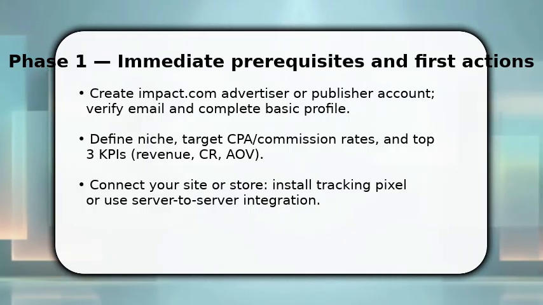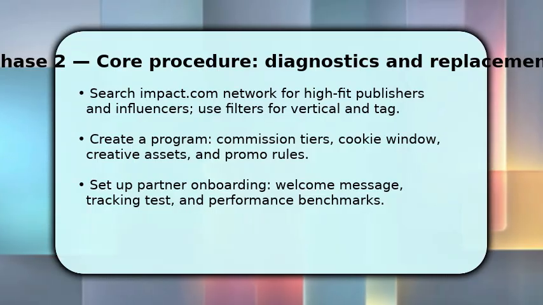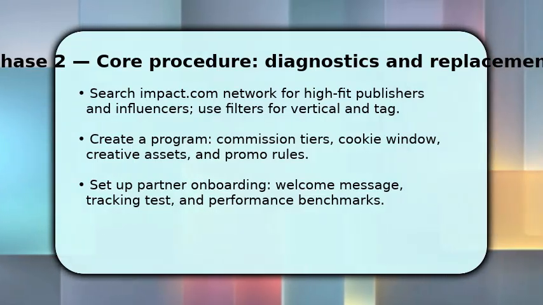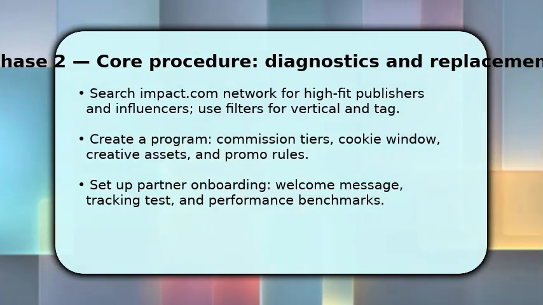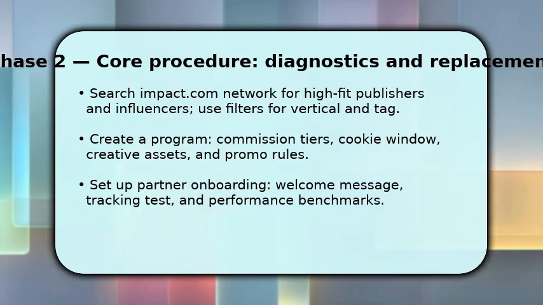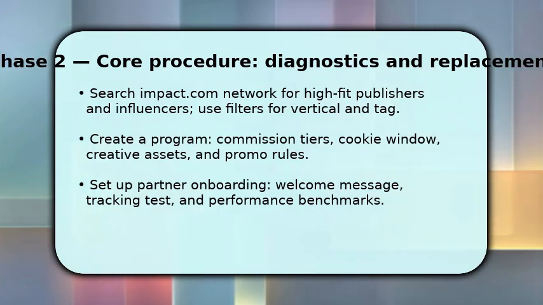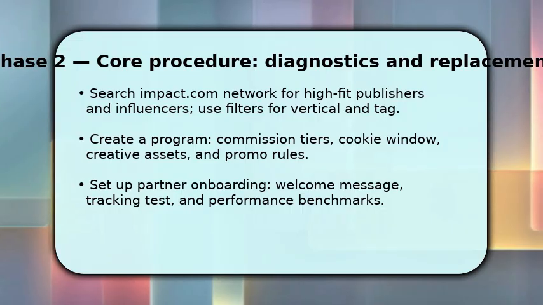Next, you recruit partners and configure your program to control payouts and compliance. Use impact.com's marketplace filters to find publishers that match your vertical, then invite them with targeted messaging. Make a program with commission tiers, cookie window length, creative assets, and promotional rules so everyone knows expectations.